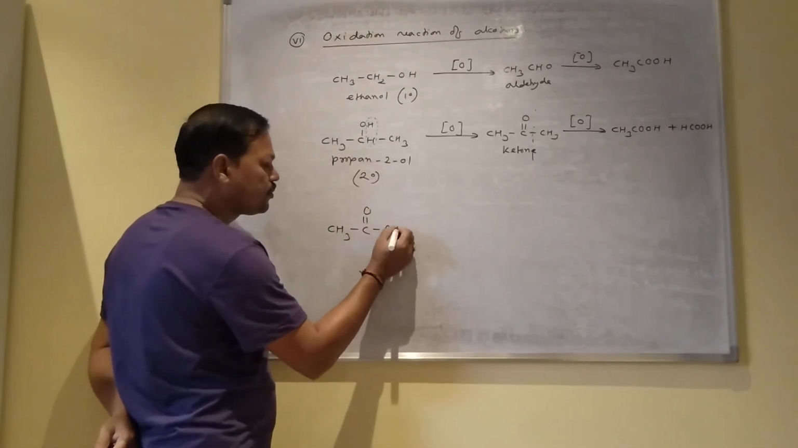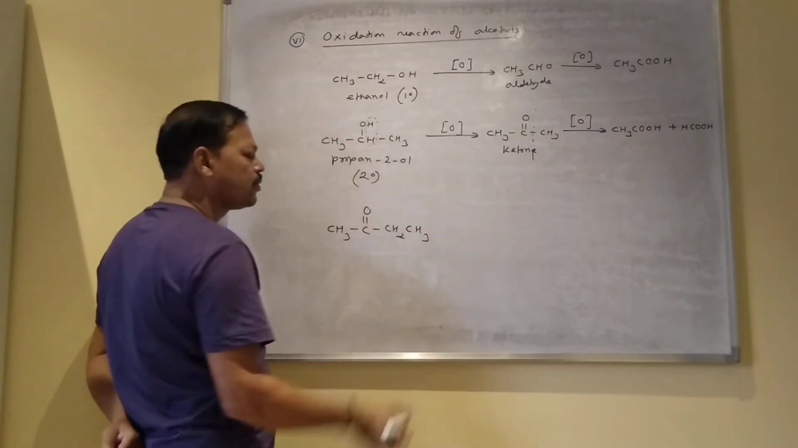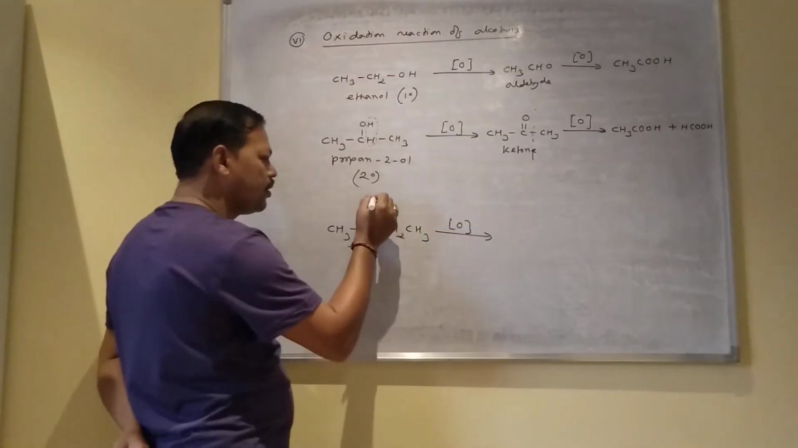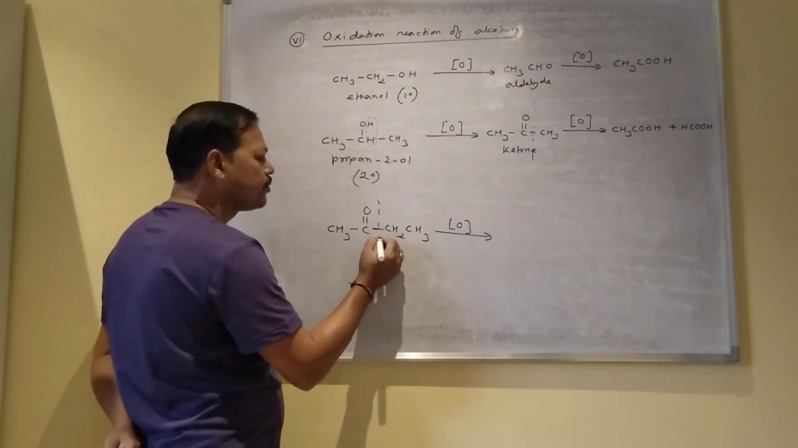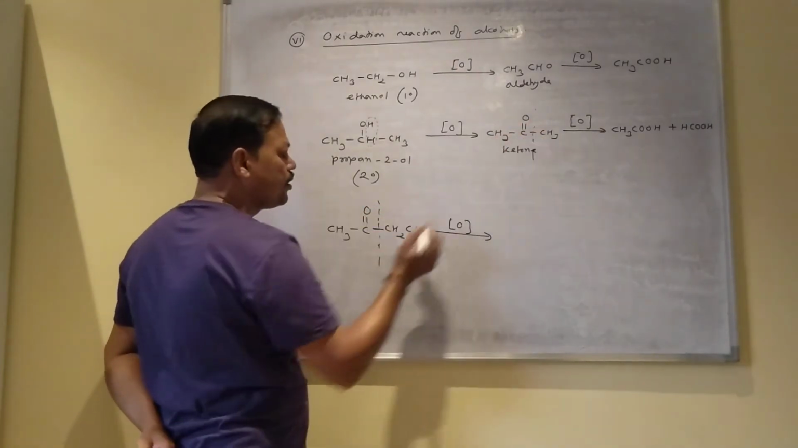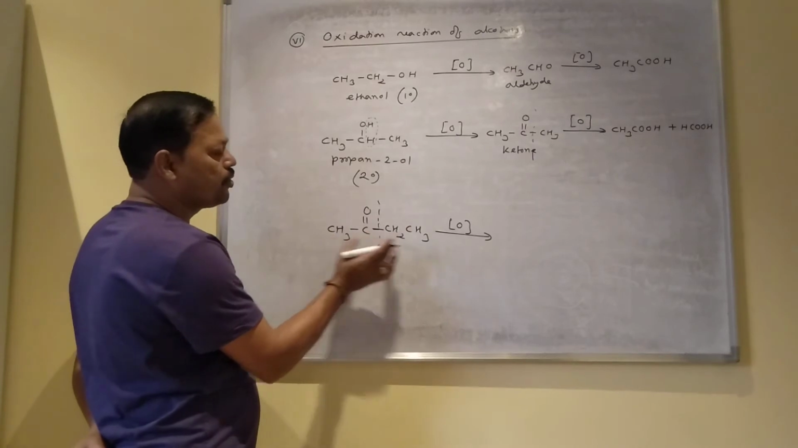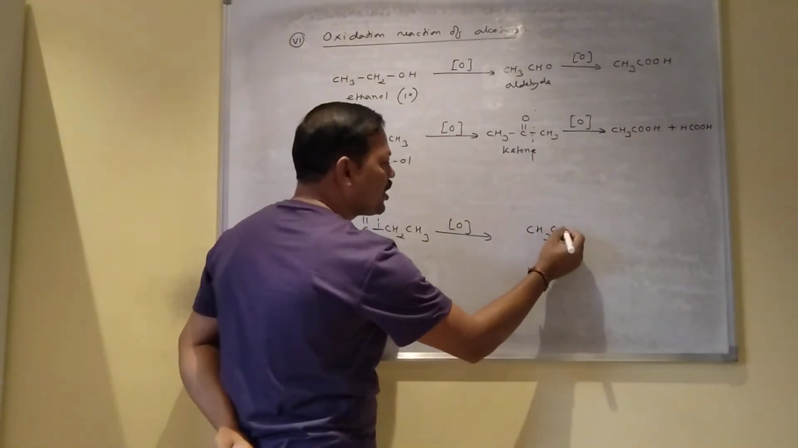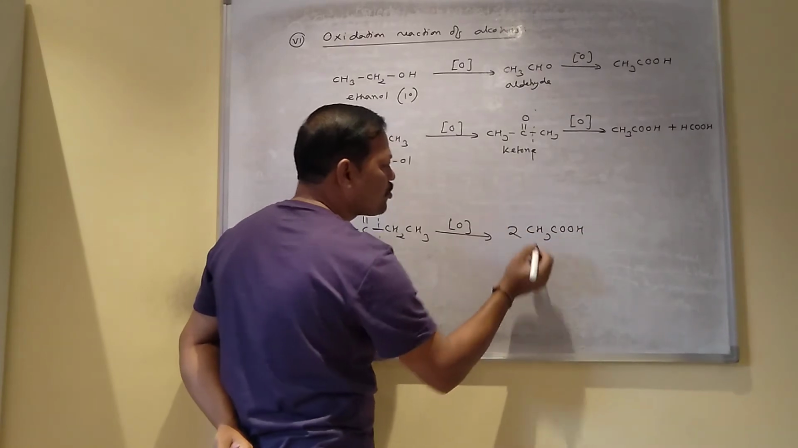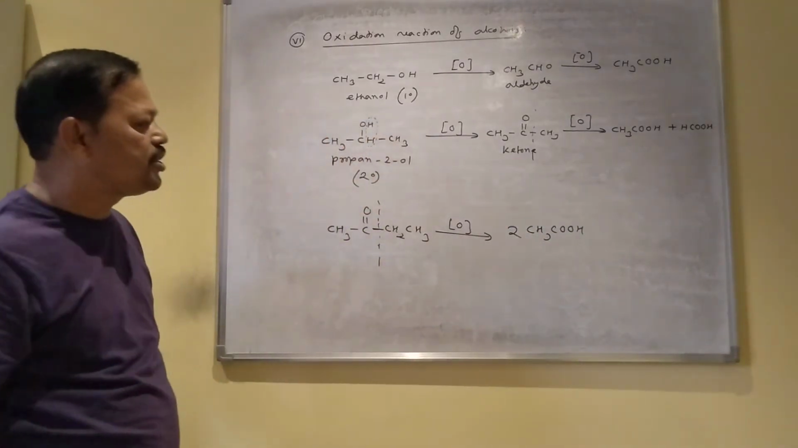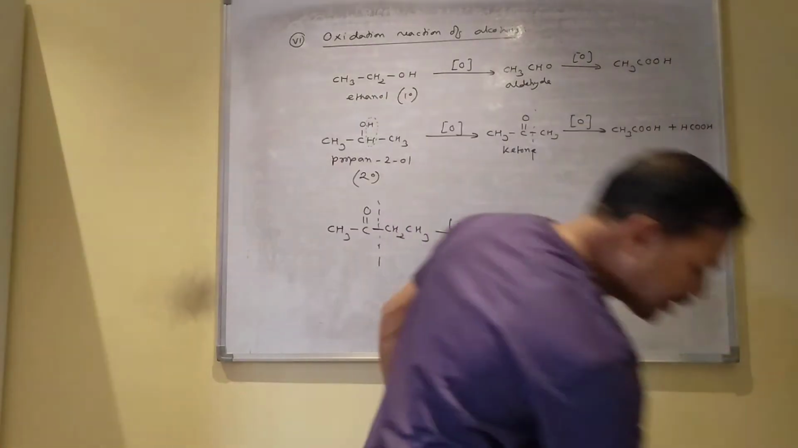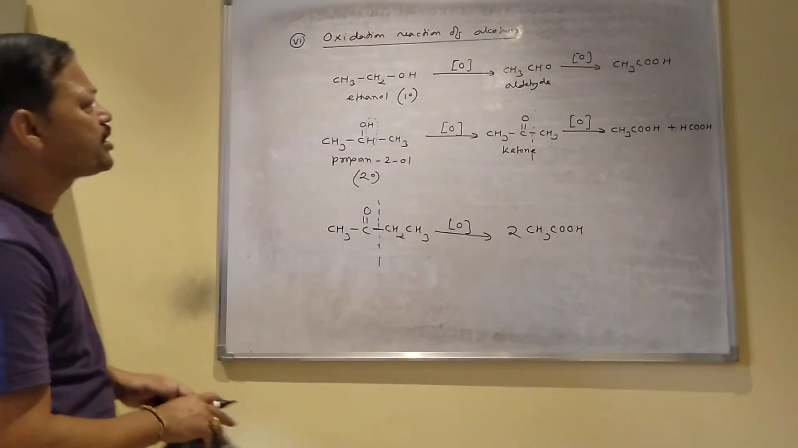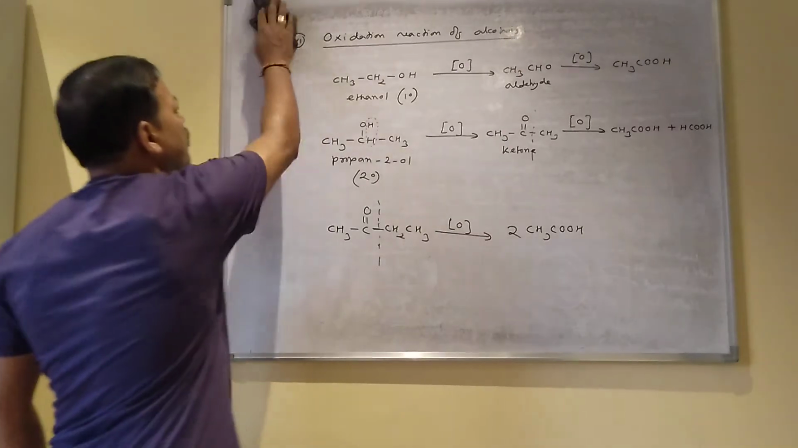This is one ketone. If you want to do oxidation, you always break in this position, like this one. This side contains 2 carbons, this side also contains 2 carbons. Ultimately you will get a 2-carbon carboxylic acid, and since both sides are the same, you can write 2CH3COOH, 2 ethanoic acid you will get. So this is about the oxidation reaction of alcohol.